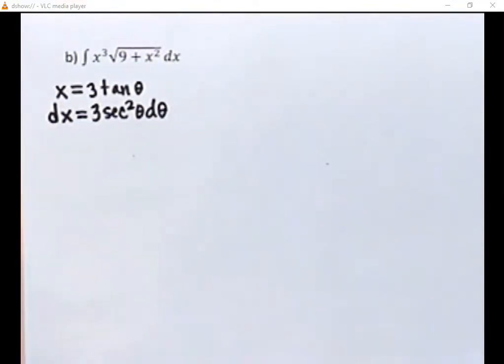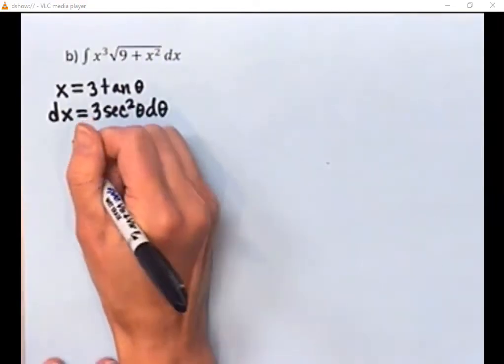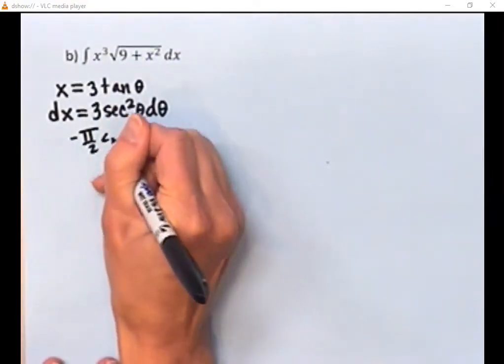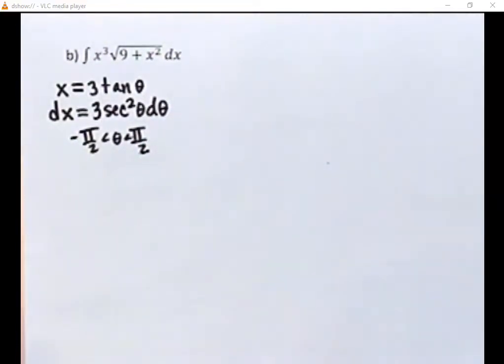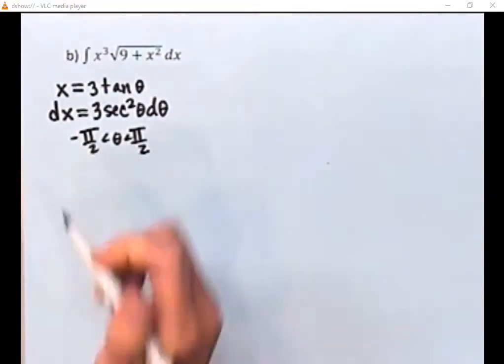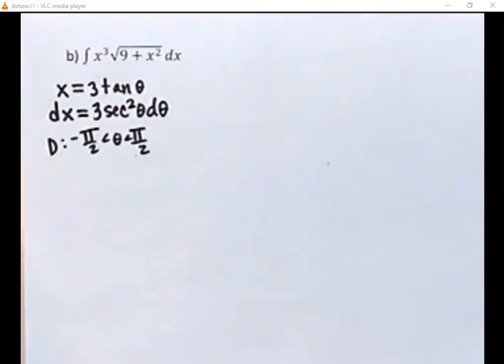And I'll list the restrictions for tangent here. This is the one where it's also from negative pi over 2 to pi over 2, but we don't include the endpoints because they're asymptotes. That's right, that's the domain.